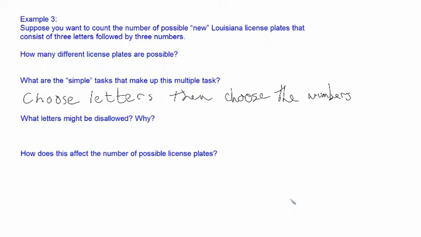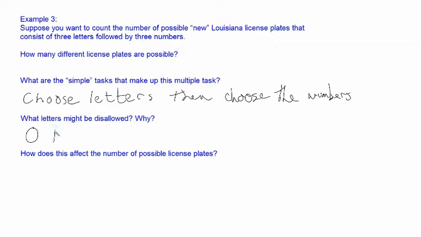So license plates are made up of 3 letters, then 3 numbers, and all of those choices must be made. Now, it's possible, and I'm not saying that this is the case, but there may be certain letters that are not allowed. For example, the letter O may be disallowed because of possible confusion with the number 0. Probably that is not the case, because the position on the license plate is that the letters are to the left and the numbers are to the right.